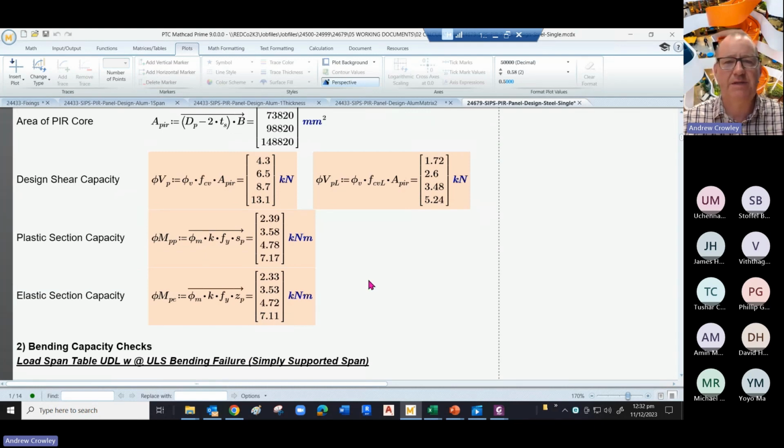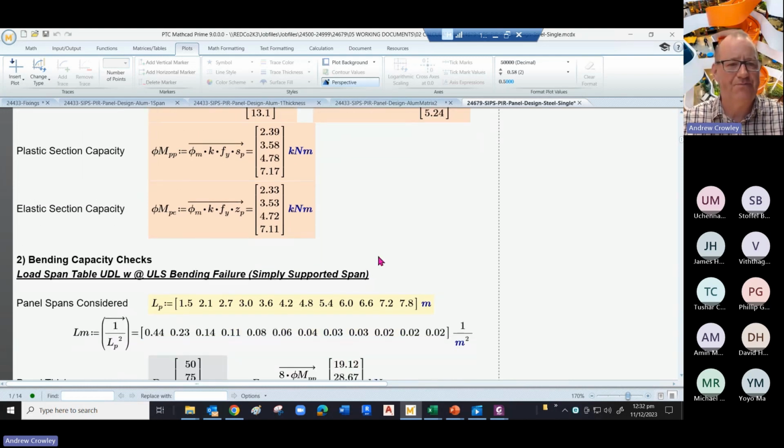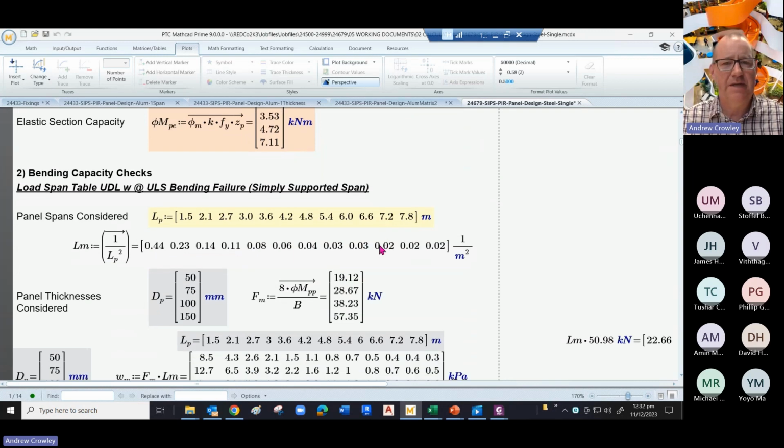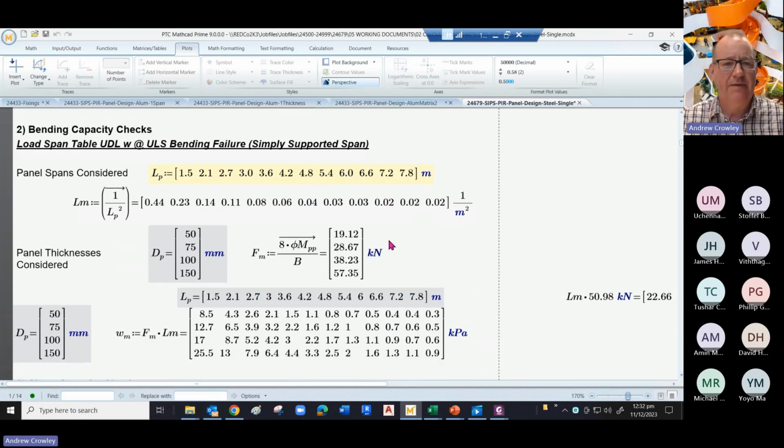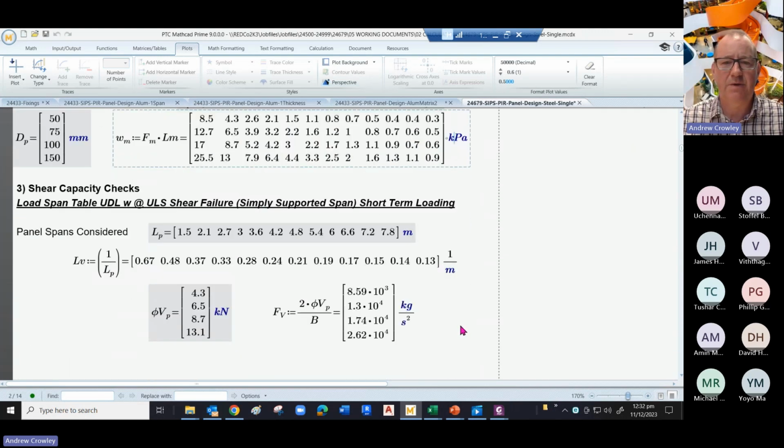the elastic section capacity. This is for a standard steel and steel composite section. So we've got steel skins top and bottom, so there's no need to do the transformation that we had before. We look at the bending capacity check, and that will pop out our bending load span table for bending failure. So from spans from 1.5 meter span through to 7.8 meter spans, and from panel thickness varying from 50 to 150.